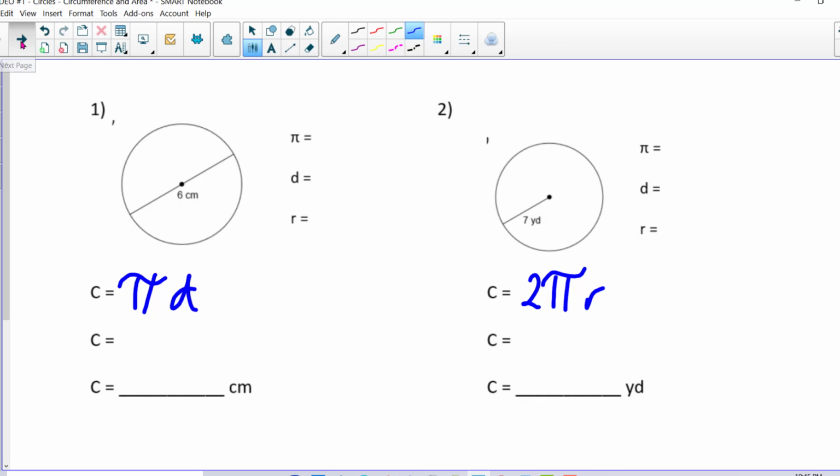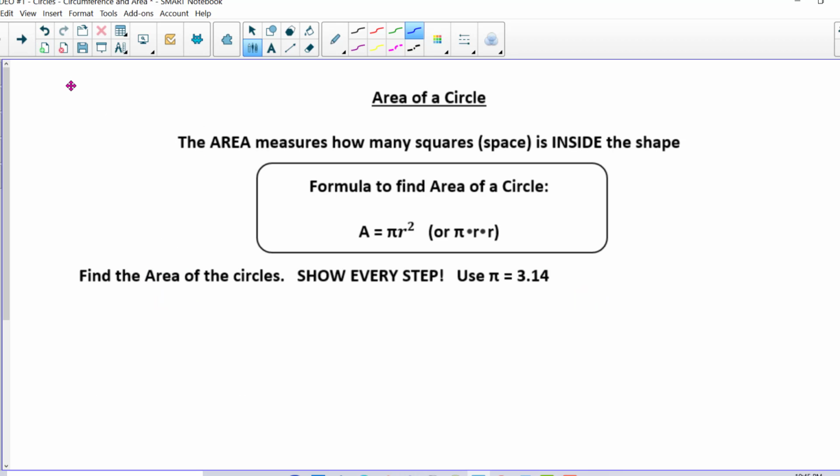Okay, so now let's look at the area of circles. So the area formula, again, the area is measuring how many squares, the space inside the circle. In this case, now the formula is area is equal to pi times the radius squared. Now remember, that does not mean times 2. That means radius times the radius.